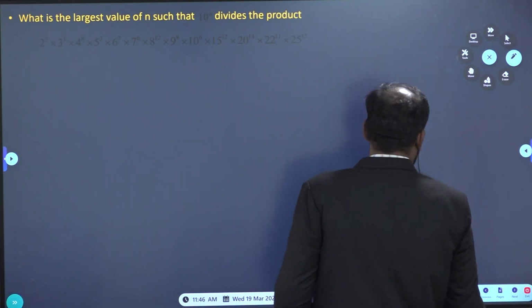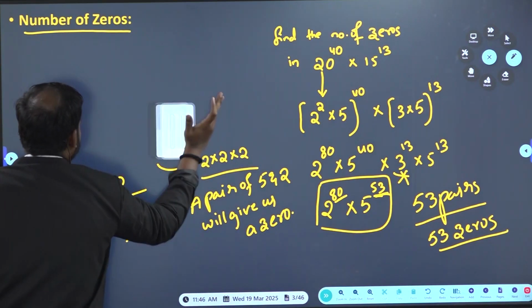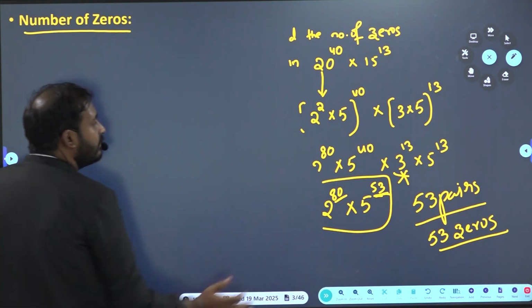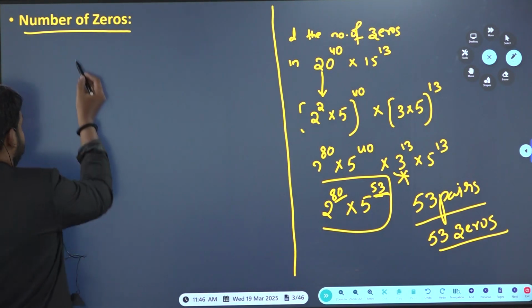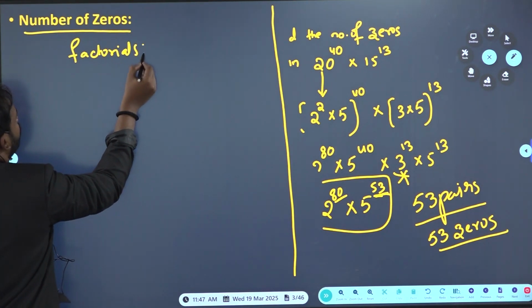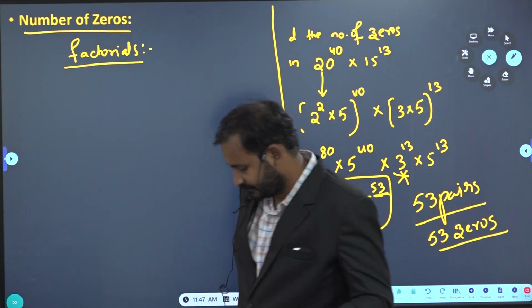Okay, good, fine. Next one. Wait for a second. We will see some more examples. In this number of zeros concept, one type of question is based on these powers and the other is factorials. Questions based on factorials. How are we going to deal with these questions? Please observe here, students.